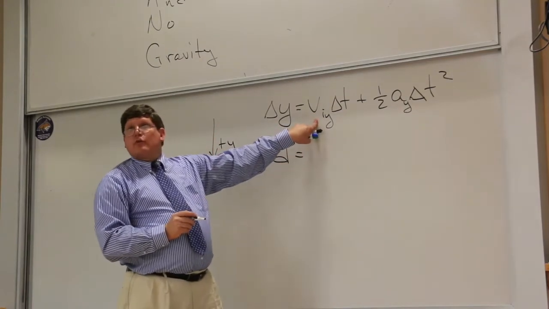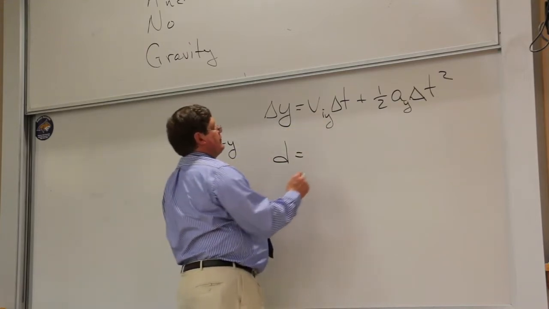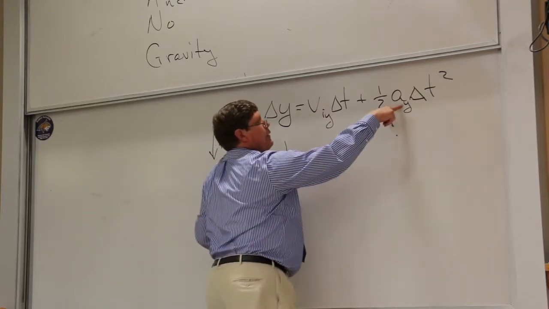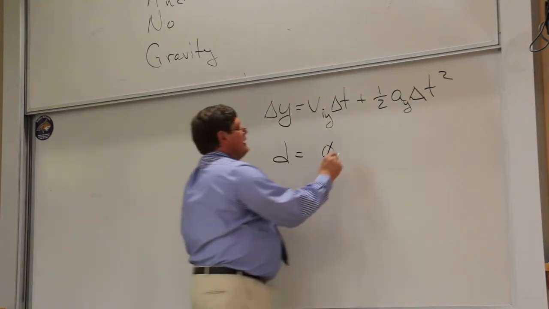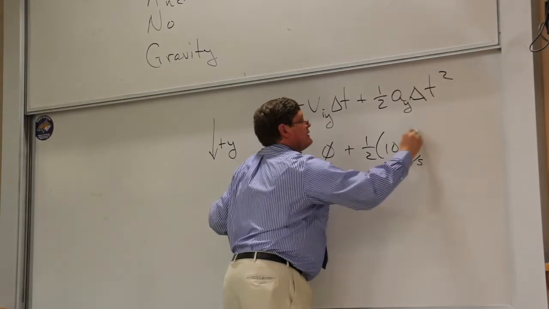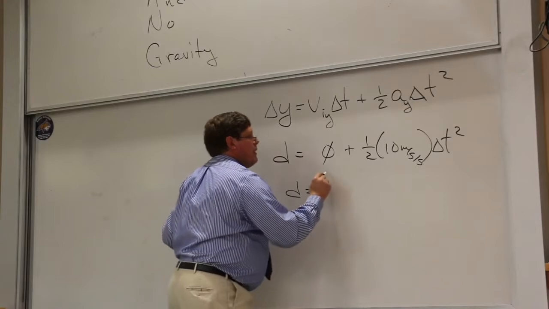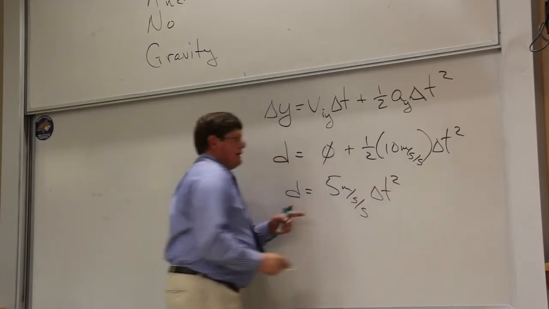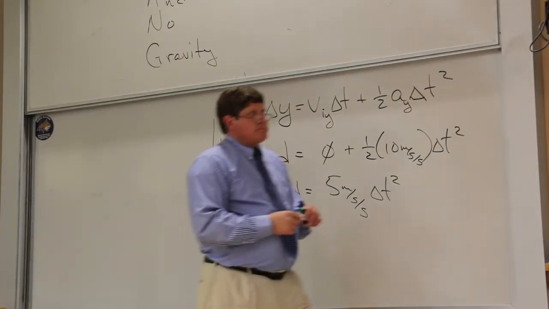It starts out with no velocity in the y direction. And the a_y is going to be positive because it points down, and I'm choosing down as positive. So this is going to be plus 1/2 times 10 meters per second every second times delta t squared. Or d is going to equal 5 meters per second every second delta t squared. Now you see that this is the formula for a parabola, and that's what we get.